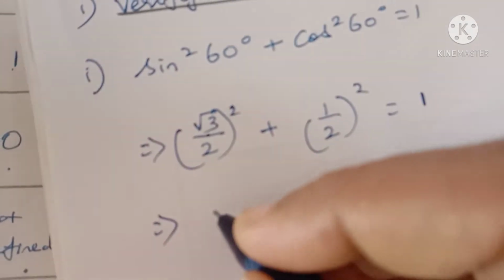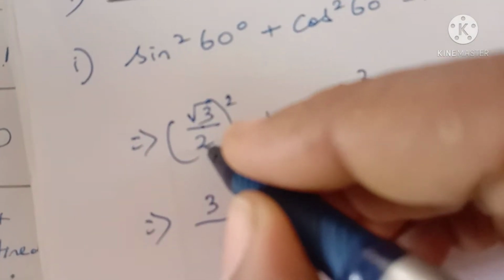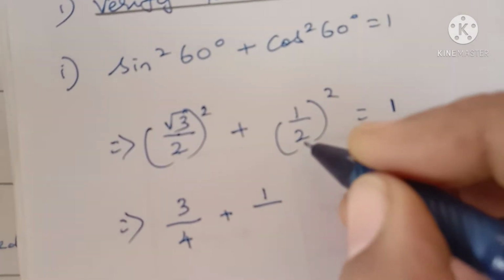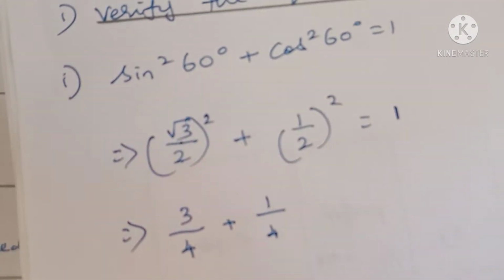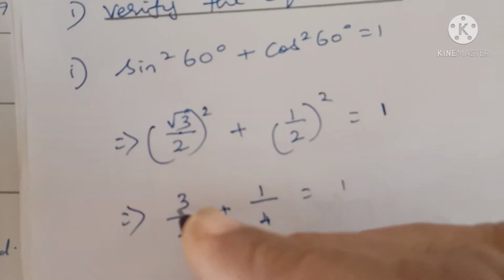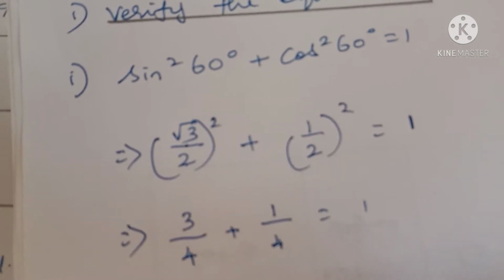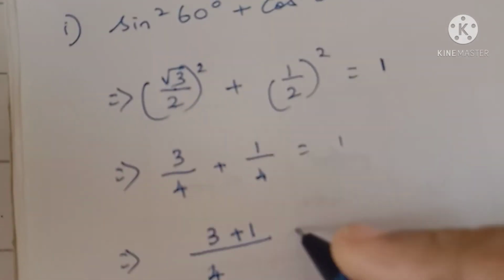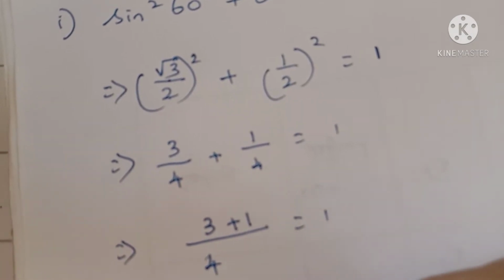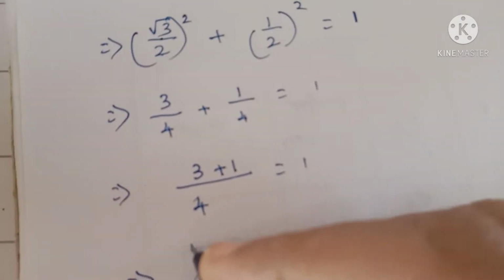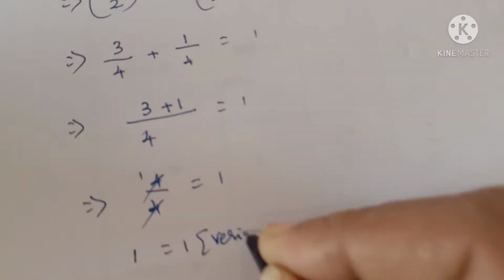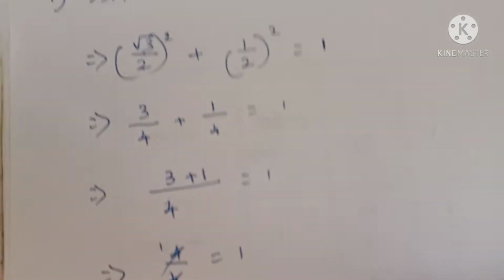Root 3 into root 3 is 3, 2 into 2 is 4, plus 1 into 1 is 1, 2 into 2 is 4. As the denominators are the same, directly you have to add the numerators. Therefore, 3 plus 1, which is equal to 4 by 4. If you cancel in 4 table 1 time, therefore, 1 is equal to 1. Verified.